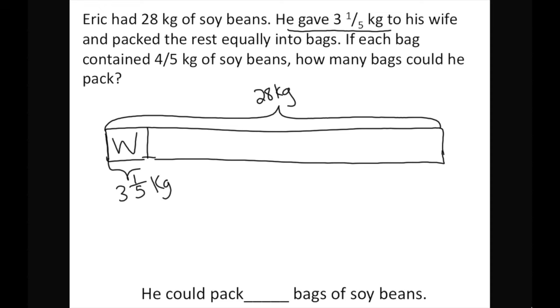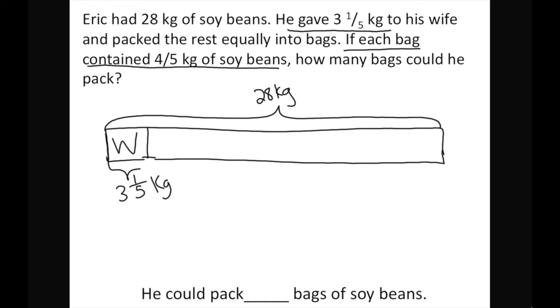It says that he packed the rest equally into bags, but I don't know how many bags he's packing yet. That's what I want to find. So I can't label anything on my bar for that just yet. I'm going to go to the next line of information that says if each bag contained 4/5 kilograms of soybeans, how many bags could he pack?